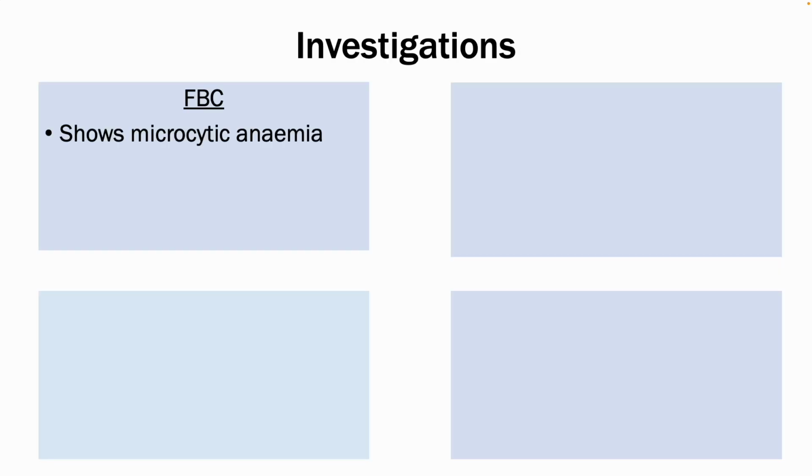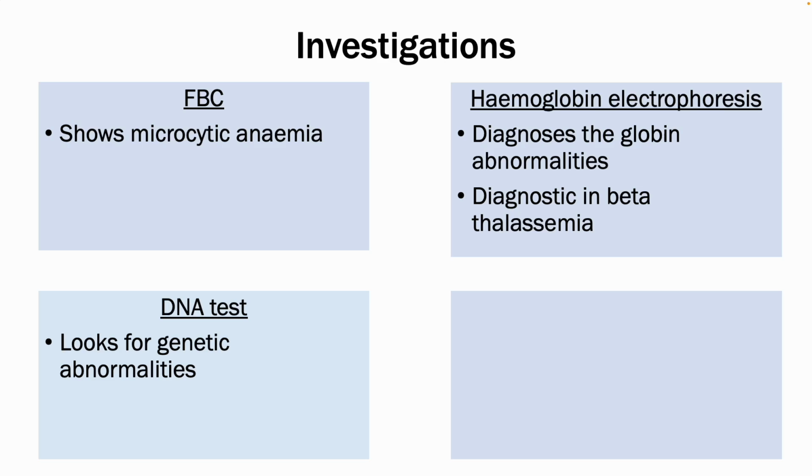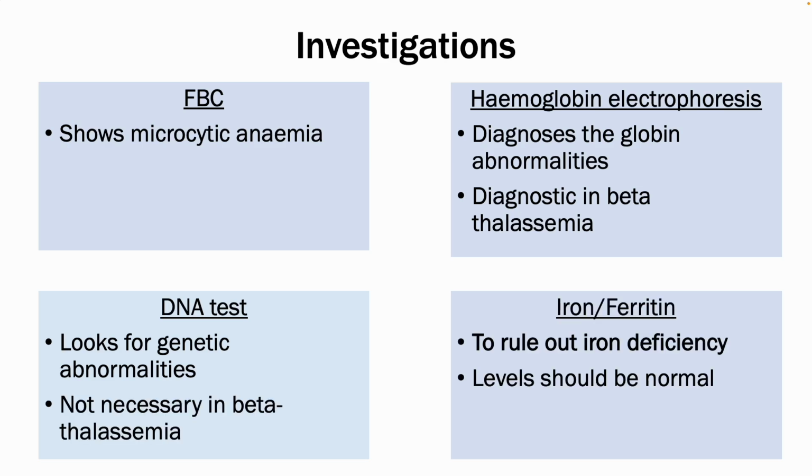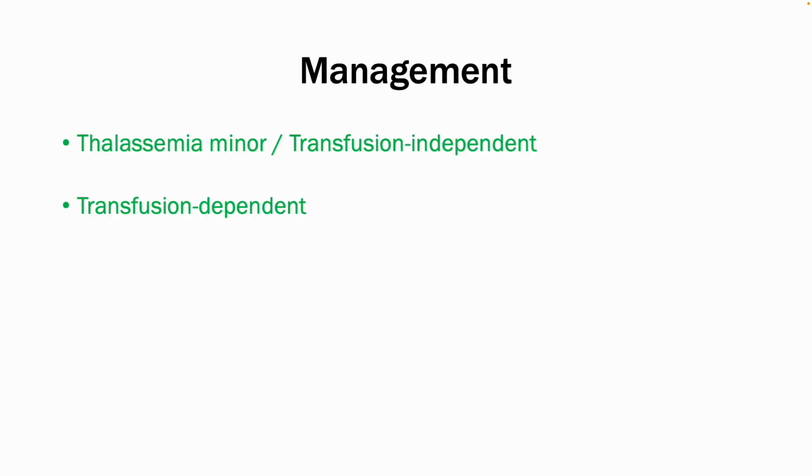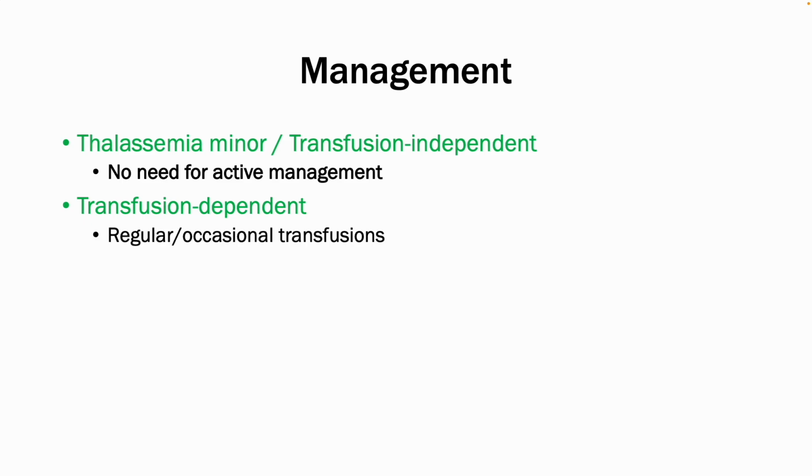Investigations are the same as in patients with alpha thalassemia. However, here the hemoglobin electrophoresis would be diagnostic, and therefore a DNA test would not be necessary. For thalassemia minor or transfusion independent, you do not need active management. Monitoring is sufficient. Whereas for transfusion dependent thalassemia, you would require regular or occasional transfusions, as well as iron chelation in order to prevent iron overload.